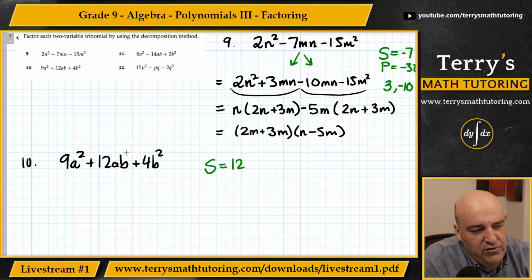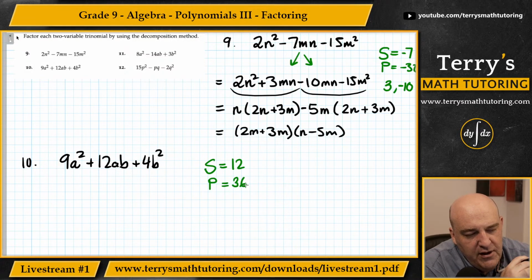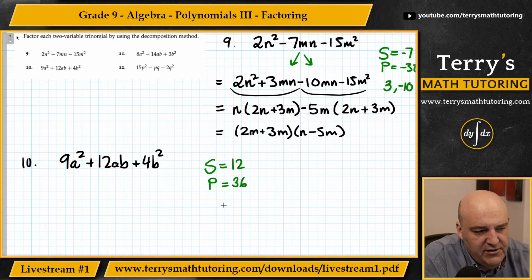Now, don't get confused. I'm using the variable b here and a. But when I say a, b, and c, I mean something else. I mean these coefficient numbers, okay? So the sum is b, which is 12. And the product is the a times the c. And that 9 times 4 is 36. All right, what about this one? I think that's 6 and 6, right? 6 times 6 is 36, and 6 plus 6 is 12.